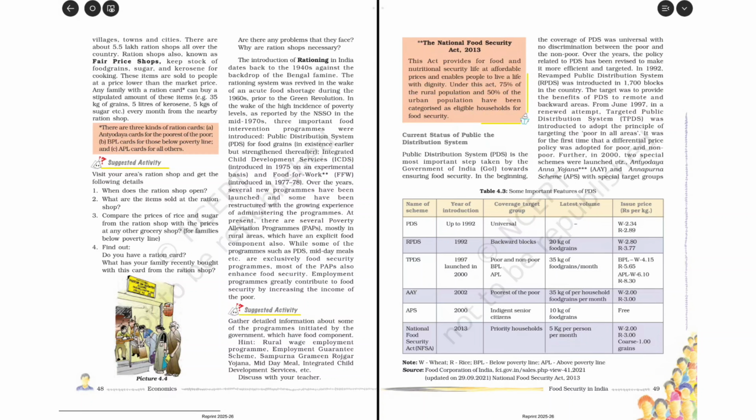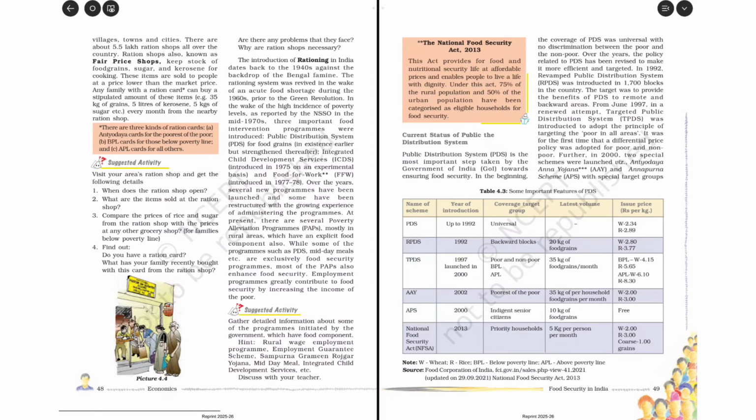The introduction of rationing in India dates back to the 1940s against the backdrop of the Bengal famine. The rationing system was revived in the wake of an acute food shortage during the 1960s, prior to the Green Revolution. In the wake of the high incidence of poverty levels, as reported by the NSSO in the mid-1970s, 3 important food intervention programs were introduced. Public Distribution System, PDS, for food grains, in existence earlier but strengthened thereafter. Integrated Child Development Services, ICDS, introduced in 1975 on an experimental basis, and Food for Work, FFW, introduced in 1977 to 78. Over the years, several new programs have been launched.